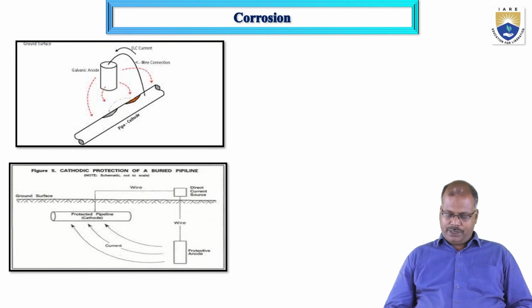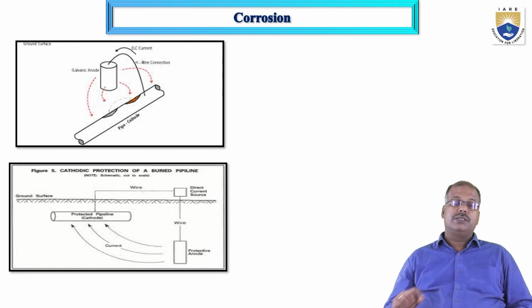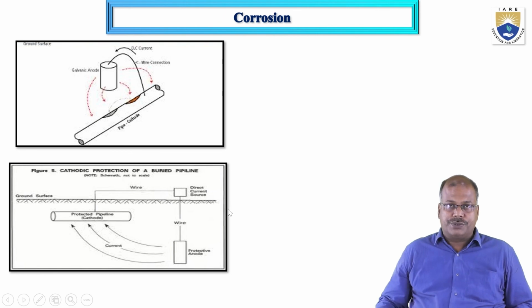So cathodic protection is over, and we will see further corrosion control methods, surface coatings, and all those things in the next tutorials.